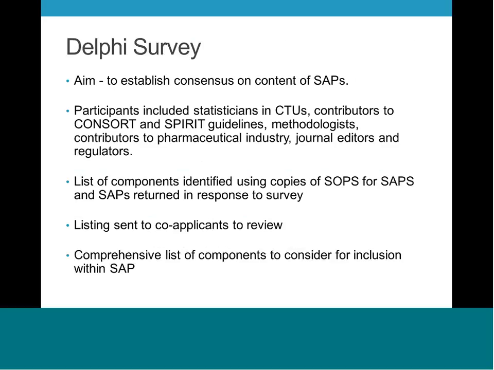So after the SAP survey was complete, a Delphi survey was developed in order to establish consensus on the content of SAPs. The Delphi participants included statisticians and CTUs, contributors to CONSORT and SPIRIT guidelines, methodologists, contributors to the pharmaceutical industry, journal editors and regulators. But we did find there was a lot of overlap in terms of the Delphi participants. The list of components was identified using copies of SOPs for SAPs, and SAPs returned in response to the SAP survey. The list was then sent to co-applicants to review, and we were then left with a comprehensive list of components to consider for inclusion within SAPs that the participants could score. The participants were given an opportunity to suggest additional components that we may not have included in our original list during round one.